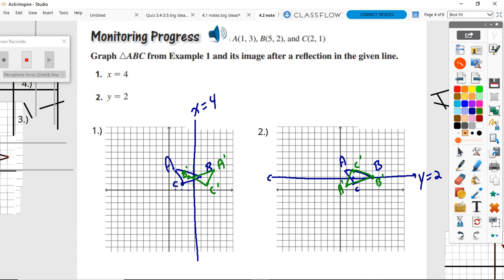A lot of times you'll see these images in marketing and advertising. They just take shapes and reflect them, and they come up with new images. So that's our first mission today.